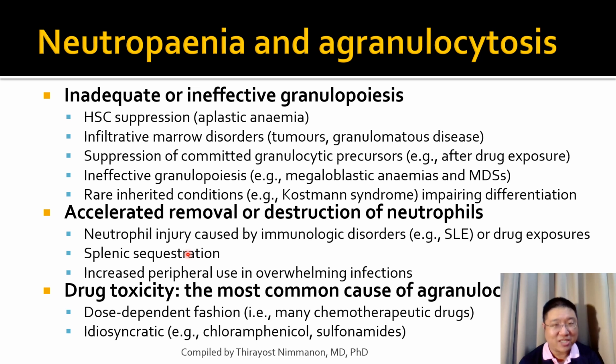The mechanism is portal hypertension. So splenomegaly is a sign of portal hypertension. Another cause of accelerated removal or destruction of neutrophils is increased peripheral use in overwhelming infections. Severe infections may result in leukopenia, even though general infections will rather cause leukocytosis, not leukopenia. But in severe infections, leukopenia or neutropenia can be seen.